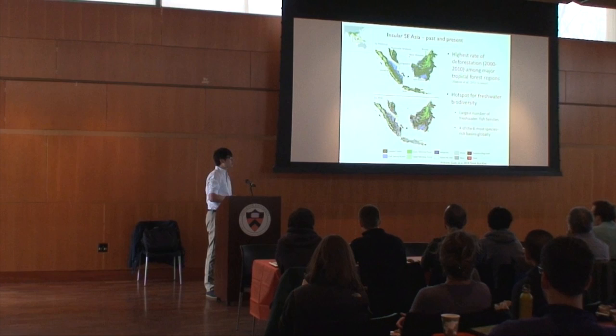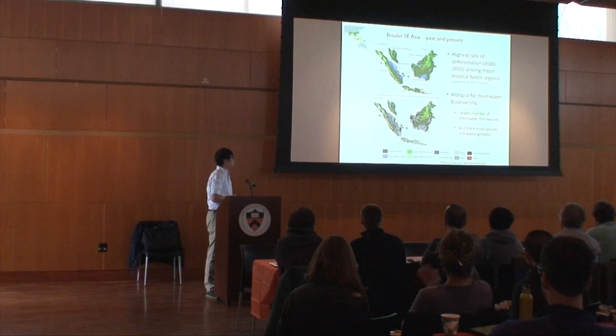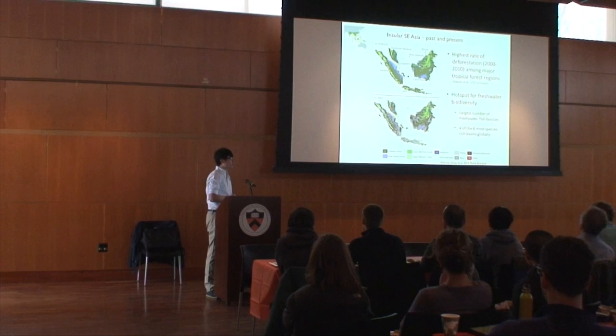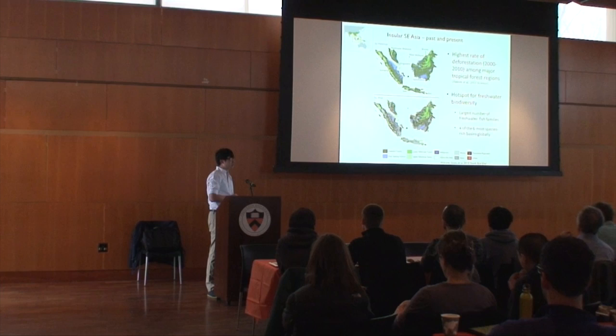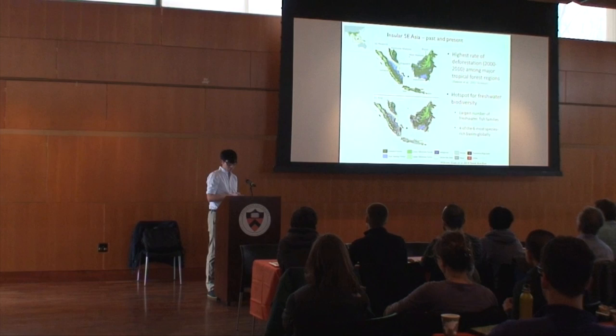It's important because it's a hot spot for freshwater biodiversity. It has the largest number of freshwater fish families among all tropical regions. And four of the six most fish-rich basins, after I control for basin area, can be found in Southeast Asia. So Southeast Asia is extremely rich in terms of freshwater fish biodiversity.